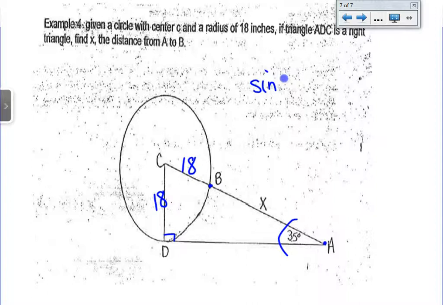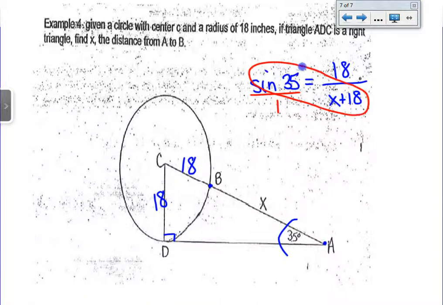So we can set up the sine of 35 equals opposite over, and then the hypotenuse would be x plus 18. And you can't do any cancellations here with the 18s because it's x plus 18. It's a different number than what you're anticipating. Okay, think of this as a proportion now. We're going to cross multiply the sine of 35 times the quantity x plus 18. Now go ahead and type in the sine of 35 on your calculator. You're going to get roughly 0.5736, don't round too much yet, times x plus 18 equals 18.